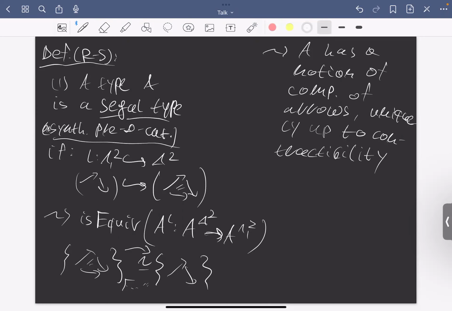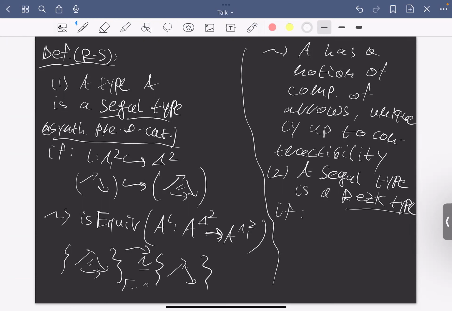When I said Segal type or synthetic pre-infinity category, you might wonder what the pre indicates. There is another, even better behaved notion of infinity category-like structure, which in fact coincides with the right homotopical notion. That's the notion of Rezk type, where we add a completeness condition. So a Segal type is a Rezk type if the following map is an equivalence.